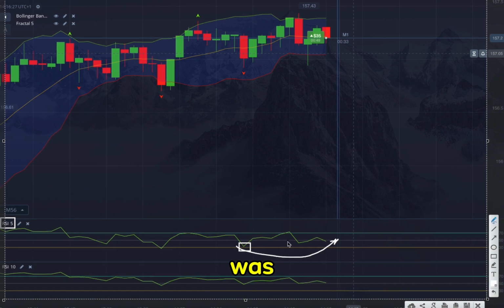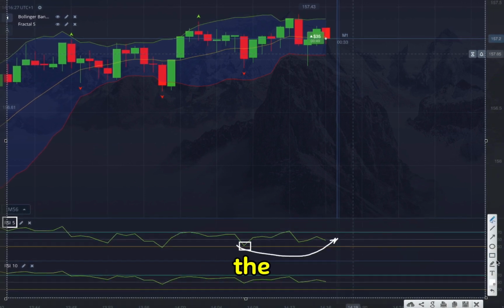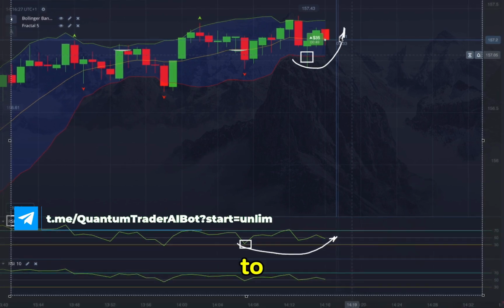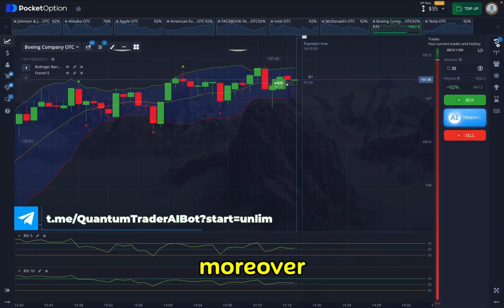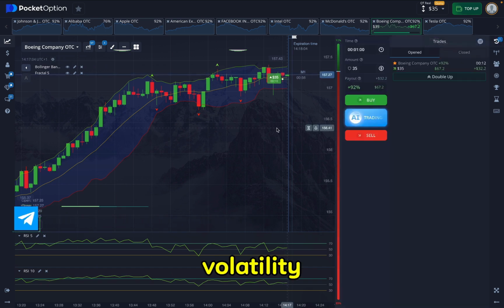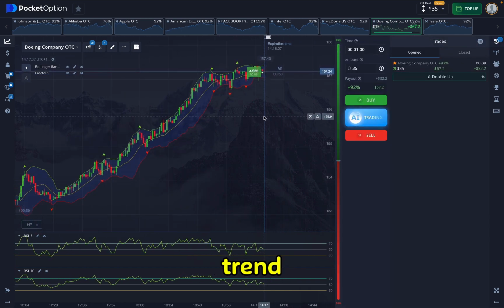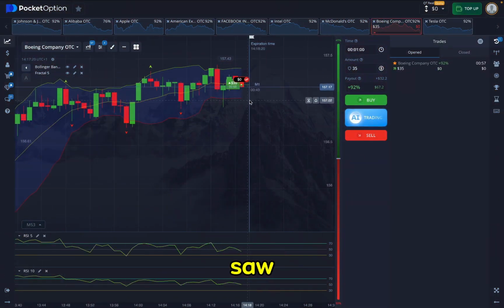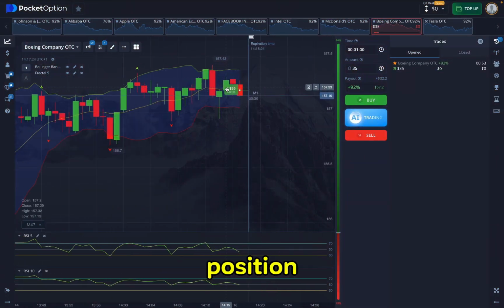Also here, there was a touch of the lower band of the indicator, and so here I decided to analyze the oversold area to open a position on the upside. Moreover, we have a rather weak volatility here because most likely the trend has almost reached its maximum. But anyway, it is safest to open a position on the upside. And unfortunately, in the last seconds, you saw a small impulse on this candle and the position closed minus.